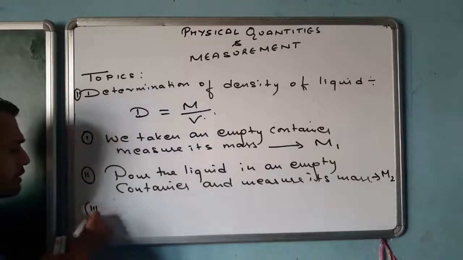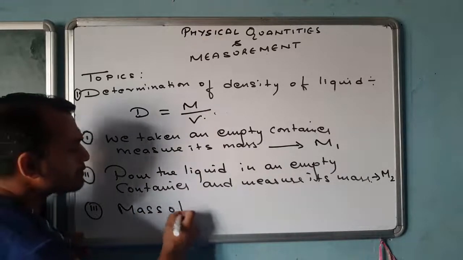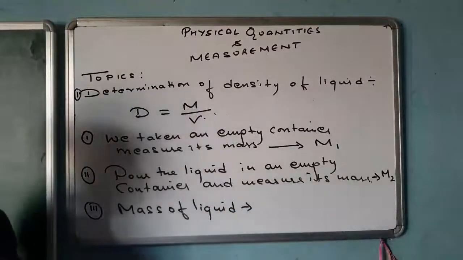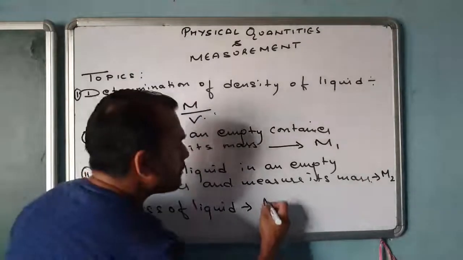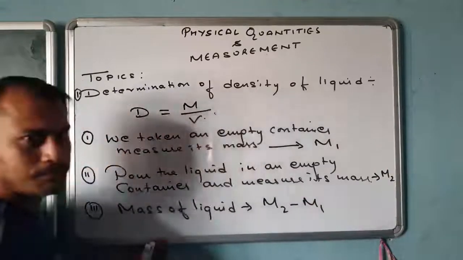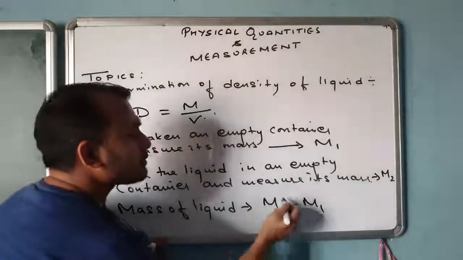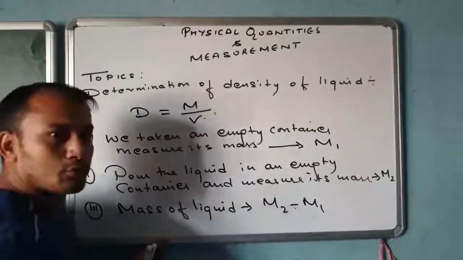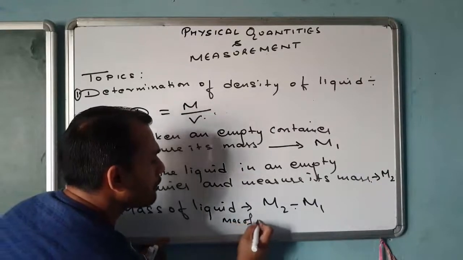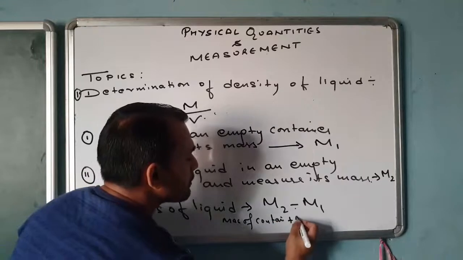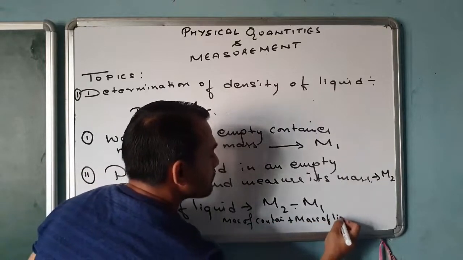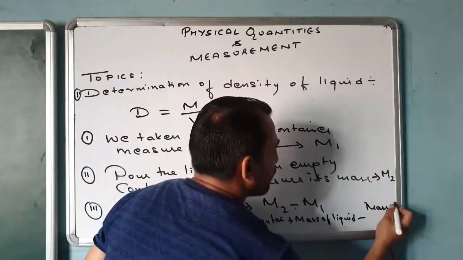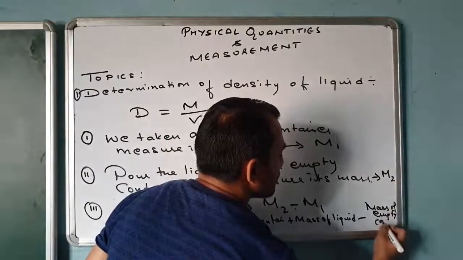Now, in step 3, to measure the mass of the liquid only, that means to know the mass of the liquid taken, we will find the difference of these two masses. That is, from the mass of the container plus liquid, we subtract the mass of the empty container. So M2 is the mass of the container plus the mass of the liquid, minus M1, the mass of the empty container.